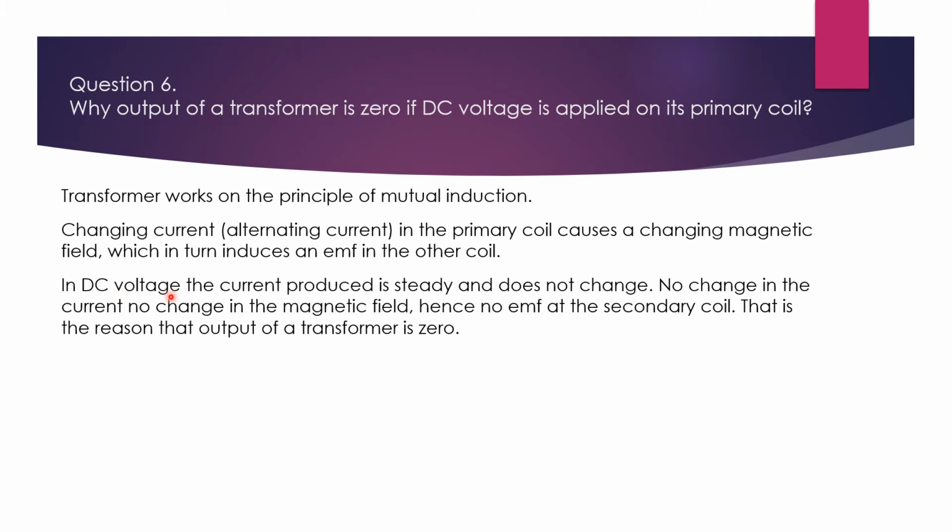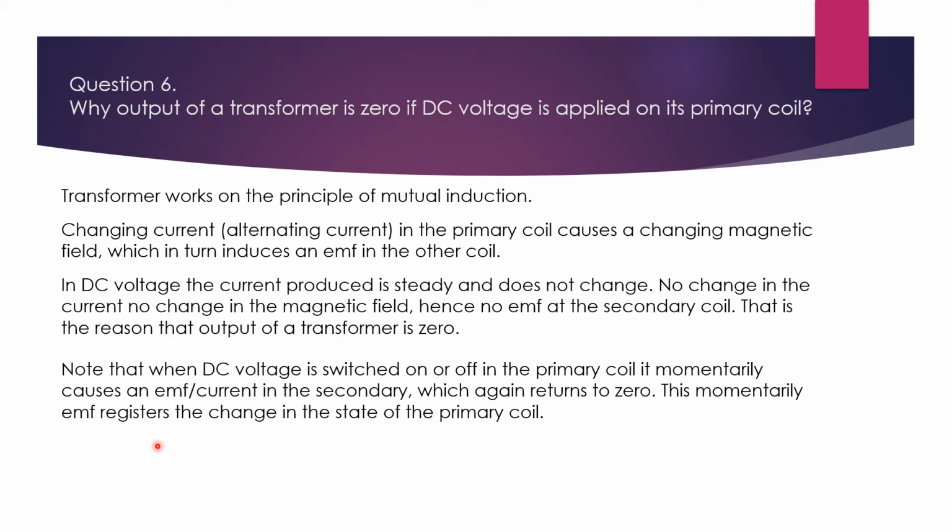In DC voltage, the current produced is steady and does not change. No change in the current, no change in the magnetic field, hence no EMF at the secondary coil. That is the reason that the output of a transformer is zero when a DC voltage is applied. Note that when DC voltage is switched on or off in the primary coil, it momentarily causes an EMF or current in the secondary, which again returns to zero.